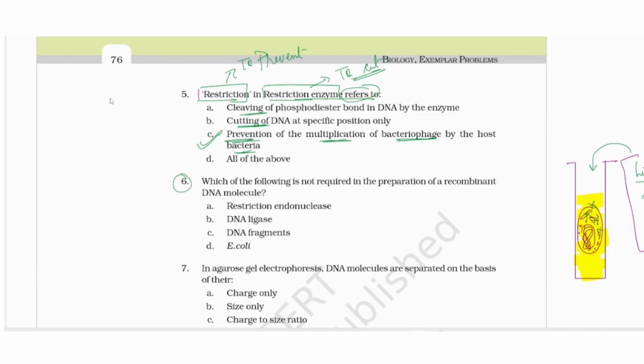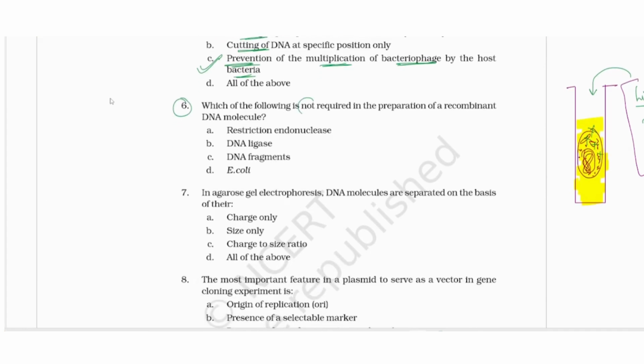Next question is question number 6. Which of the following is not required in the preparation of the recombinant DNA molecule? What is not required? We need a DNA molecule, in which we want to add our genome and make it a recombinant DNA. So our genetic material should be inserted into it. I did not make it round because it is not a plasmid, so it is a recombinant DNA, right? So what is not required, they are asking.